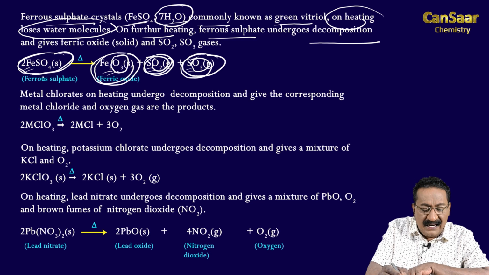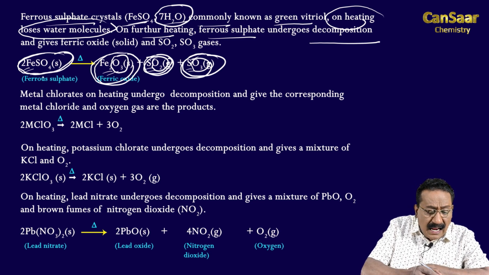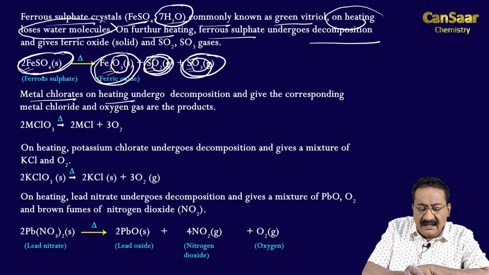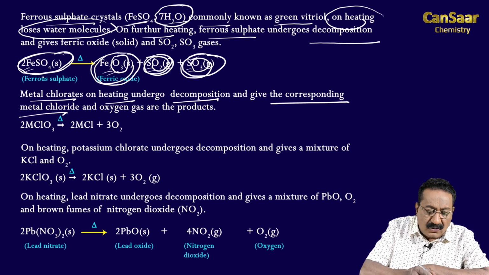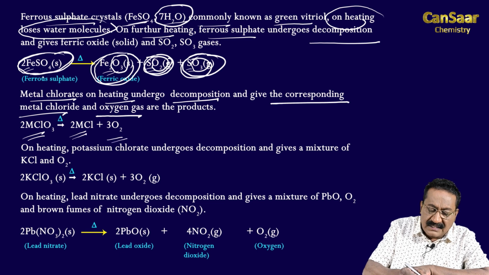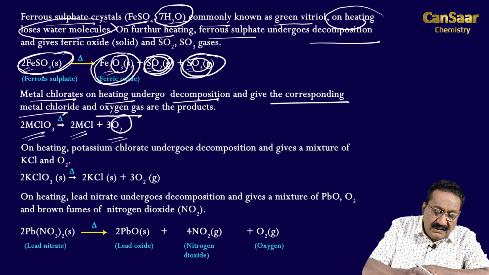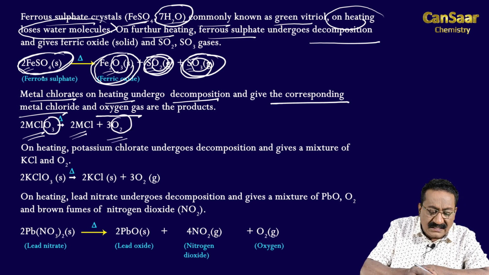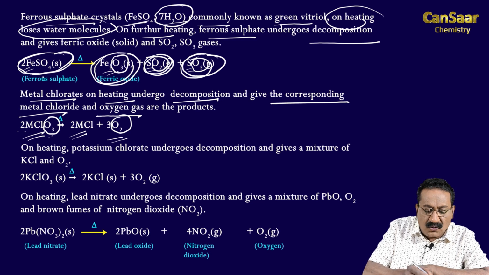Equation is balanced. Likewise, metal chlorates on heating undergo decomposition and give the corresponding metal chloride and oxygen gas as the products. Metal chlorate gives metal chloride and oxygen gas. Here we have O2, here we have O3. To balance the coefficients, 2 3's are 6 O's, 3 2's are 6 O's, balanced. Then 2Cl, 2Cl, 2M, 2M.